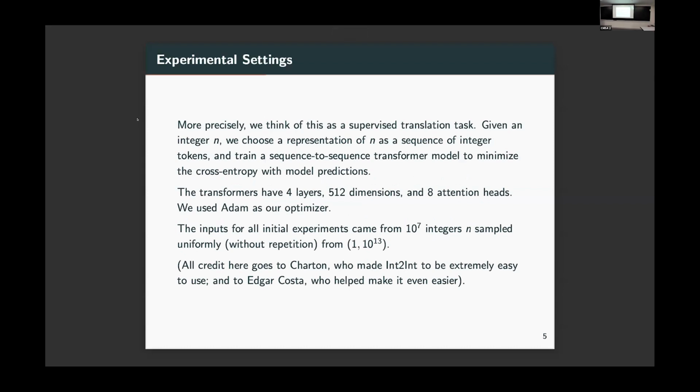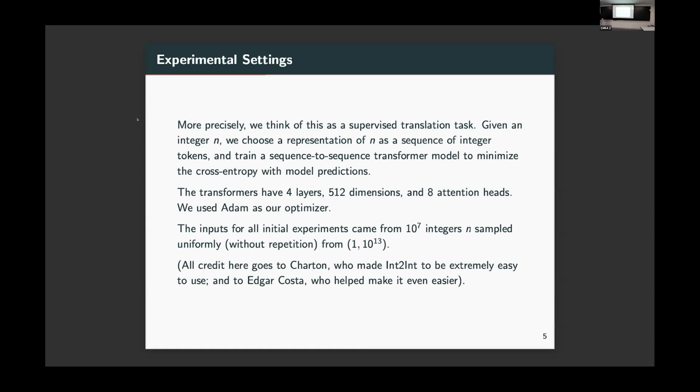Anyway, so what sort of settings are we going to use? So think of this as a supervised translation task. I'm going to be choosing some representation of an input n that's not just giving in n. Because if you just give it n, you're going to end up converging to the same neural network behavior as before and detect are you divisible by squares of small primes. Don't want to do that. So we're going to be doing some different representation.